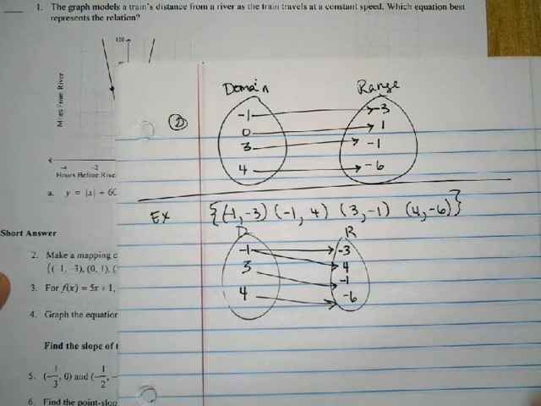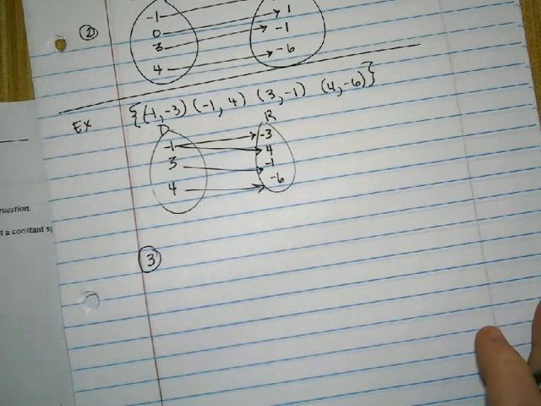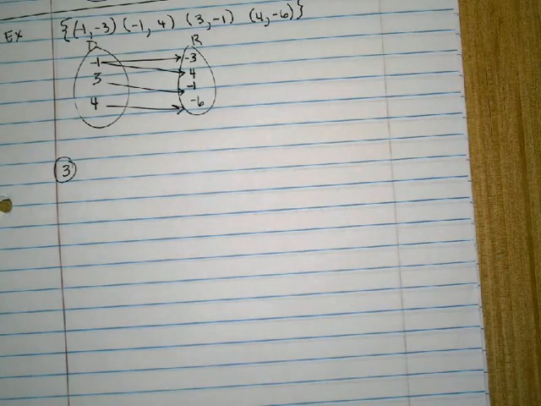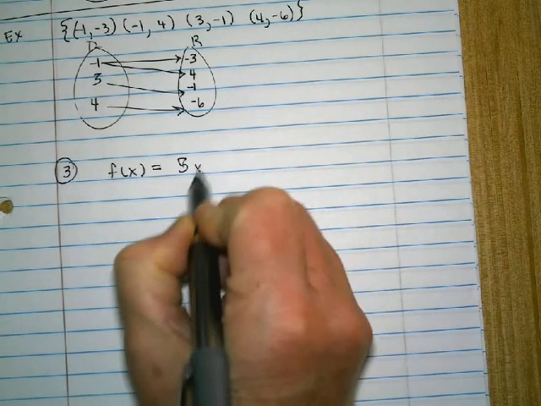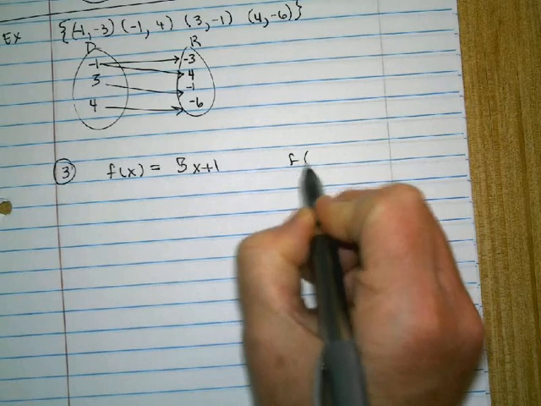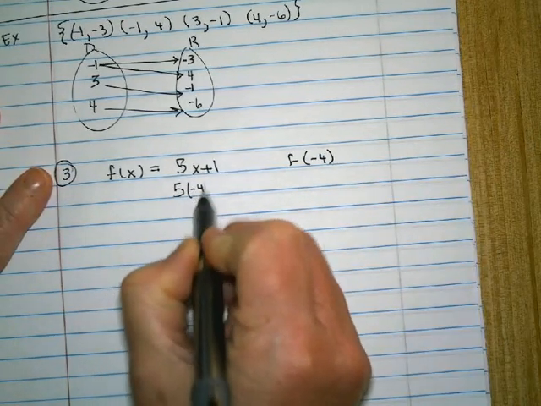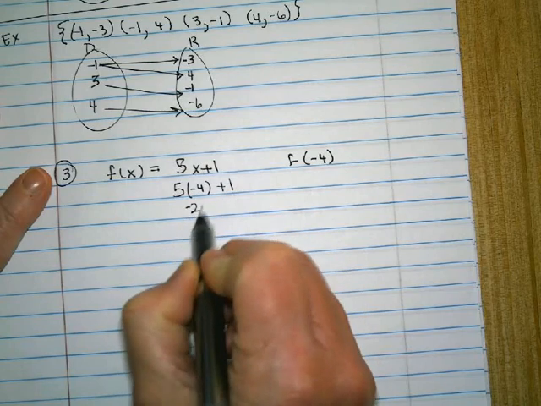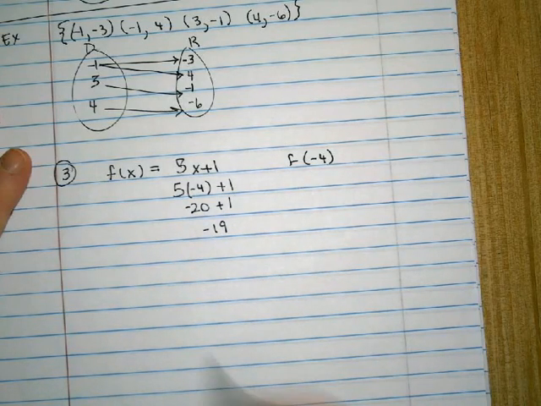Okay, number 3. Number 3 says f of x is equal to 5x plus 1. Find f of negative 4. So you just simply put that negative 4 in place of x, and you get negative 19. Did everybody get that?